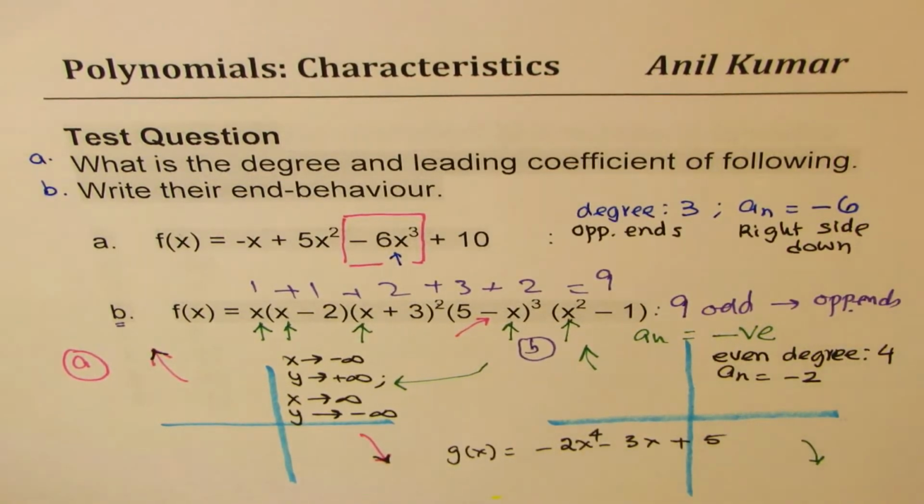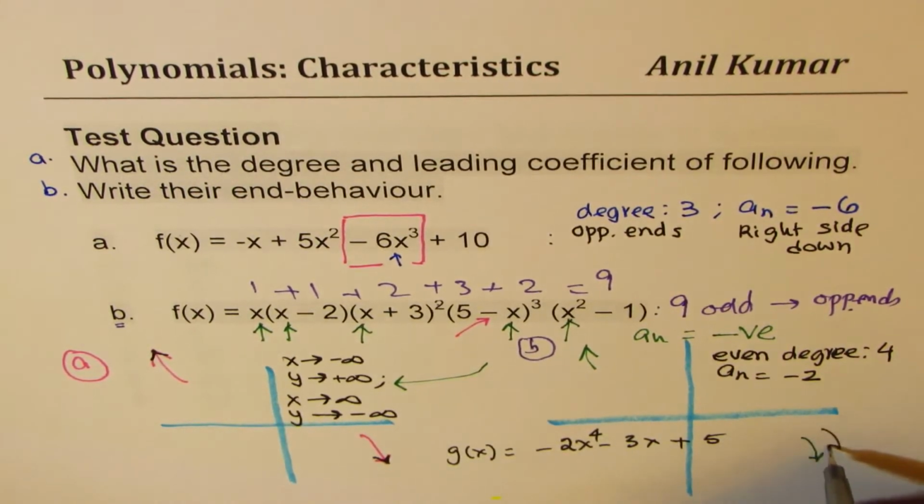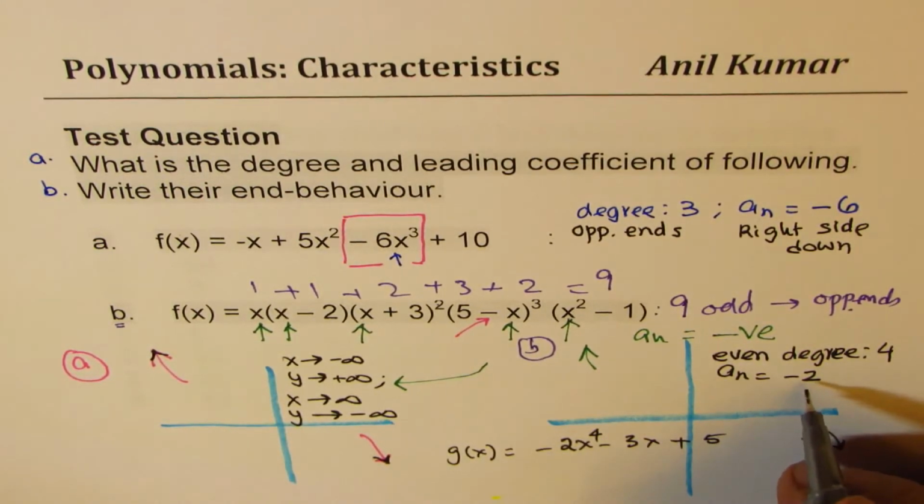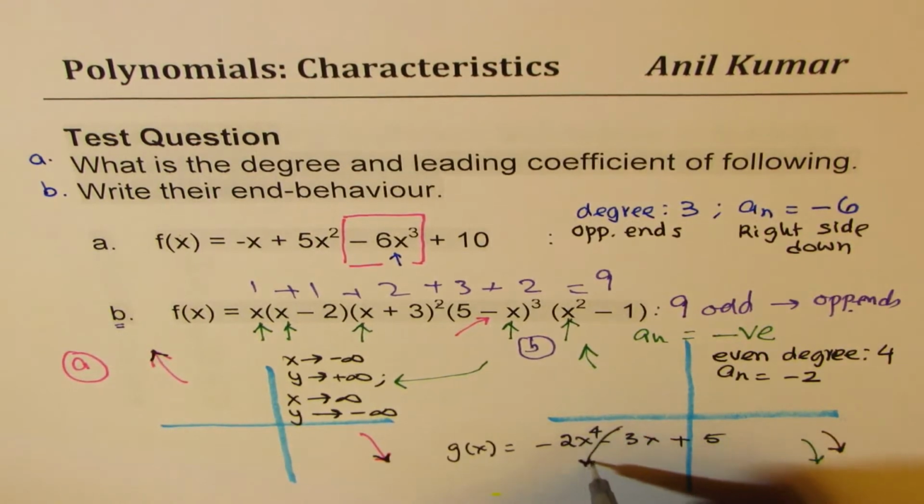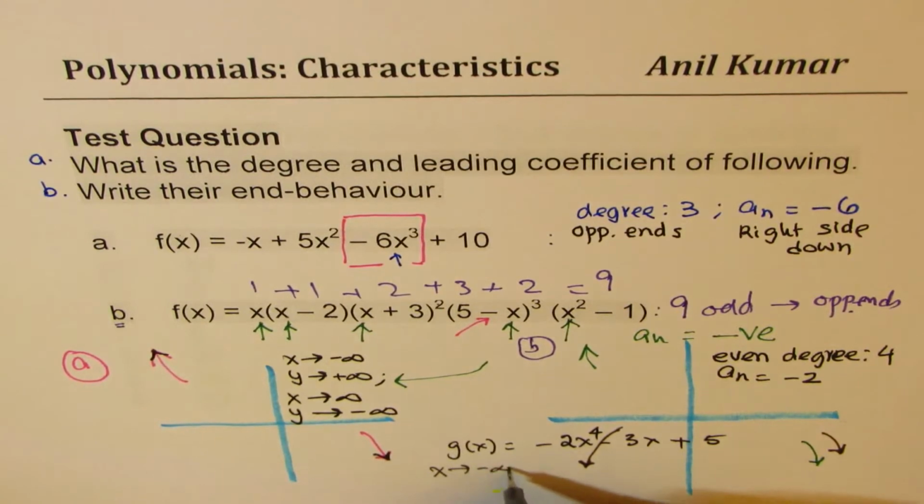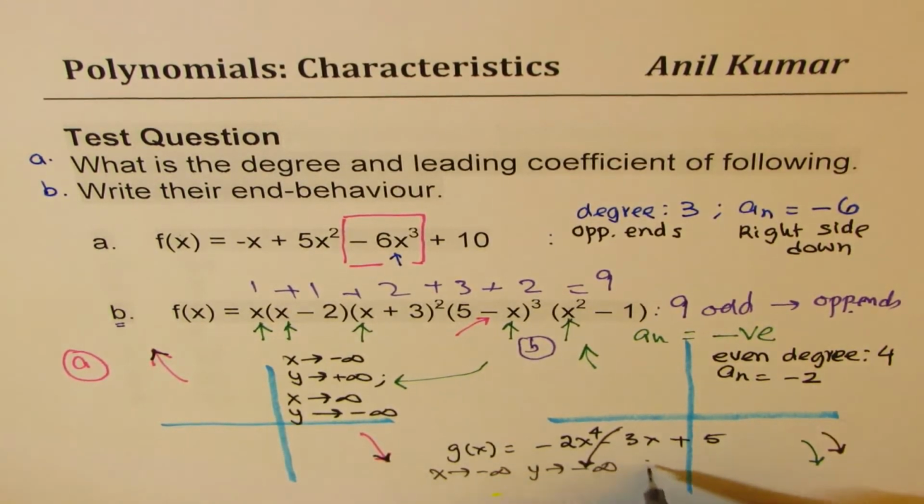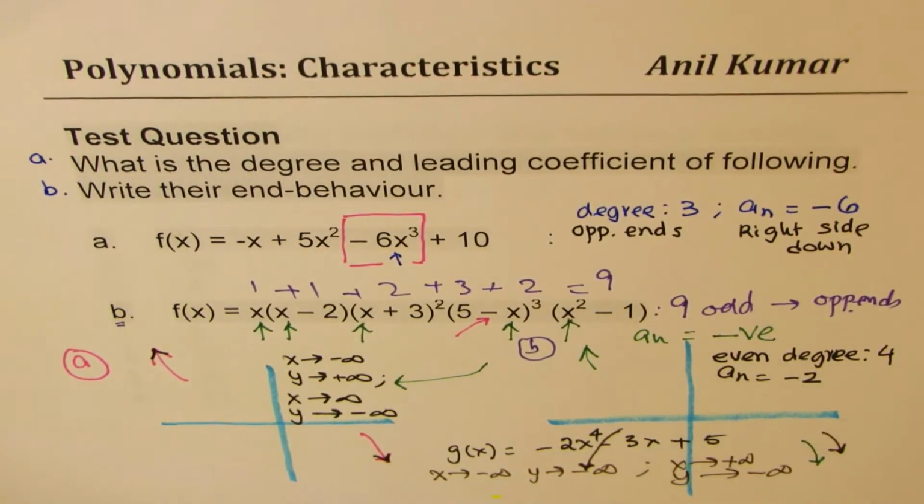So in this particular case, since the leading coefficient is negative, right side is down. Right side is down because it's negative. However, since the degree is 4, both face the same ends. So in this particular case, as x approaches negative infinity, y approaches negative infinity, and when x approaches positive infinity, y approaches negative infinity. So for both, it approaches negative infinity, right? So I hope you get it right.